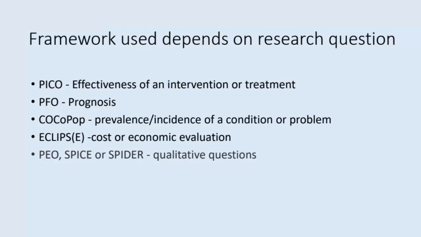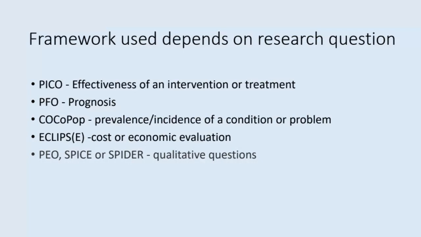You may also see PFO, which is used in prognosis type questions, and that stands, this is where I have to get my notes out, for population, prognostic factors and outcomes. So you can break your question down into that. There are many others. Oh yeah, comparison, right. We've got Cocoa there, and this one is quite a nice sounding one. This is for when you're doing a systematic review for prevalence or incidence of a condition or problem. And so this is the condition, the context, and the population.